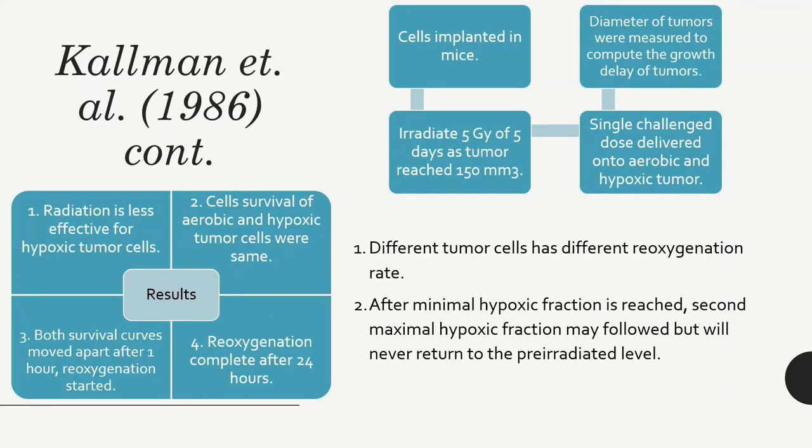And after a minimal hypoxic fraction is reached, in this case, this minimal hypoxic fraction is before the tumor is irradiated by radiation, a second maximum hypoxic fraction may follow. Here, the second maximum hypoxic fraction means that because the tumor is irradiated by radiation, what is left over is just the hypoxic cells. That's why the hypoxic fraction has reached a second maximum. But this second maximum hypoxic fraction will never return to the pre-irradiated level, because now the size of the tumor is smaller, and also the number of hypoxic cells is lesser. That's why it will be lower than the pre-irradiated level.